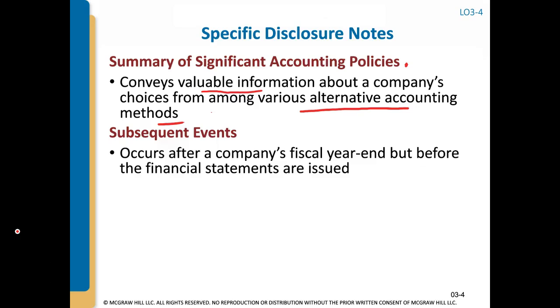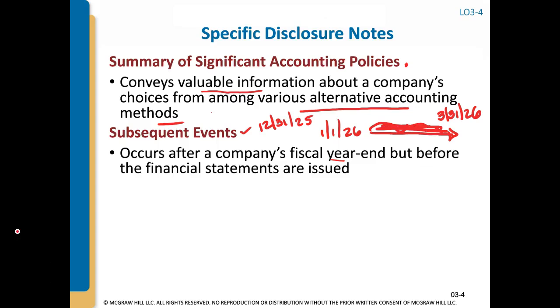Another specific disclosure is subsequent events. These are events that occur after a company's fiscal year end, but before their financial statements are issued. So what does that mean? Assuming you have a 12/31 year end, 12/31/25, if an event happens between 1/1/2026 and the time you issue your financial statements, your 10K, let's call it 3/31, that's pretty late, but we'll just say anything that happens in this time period right here are subsequent events.